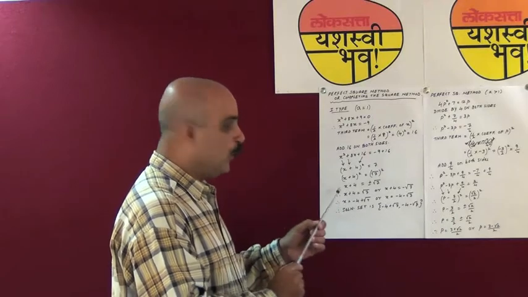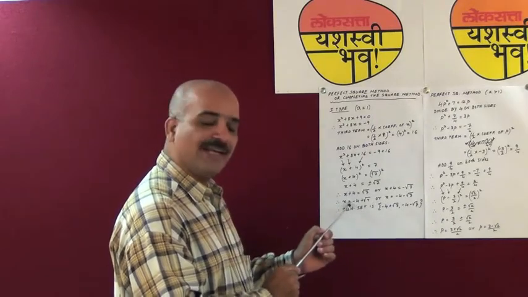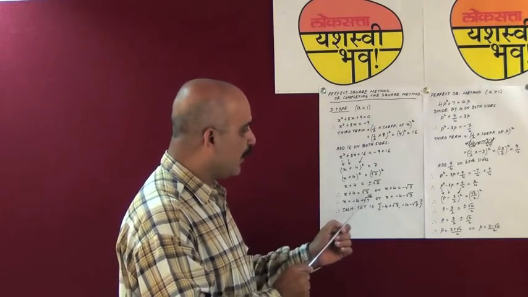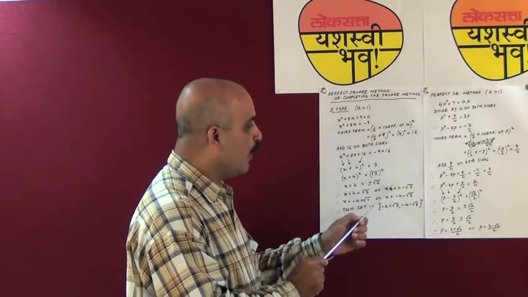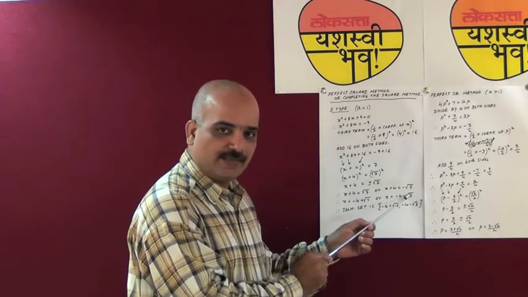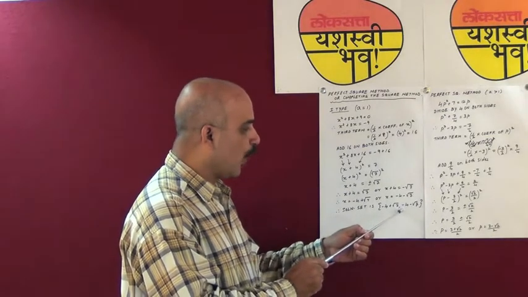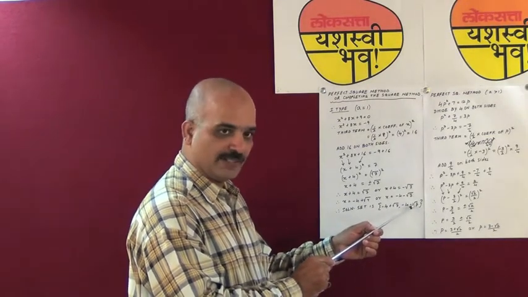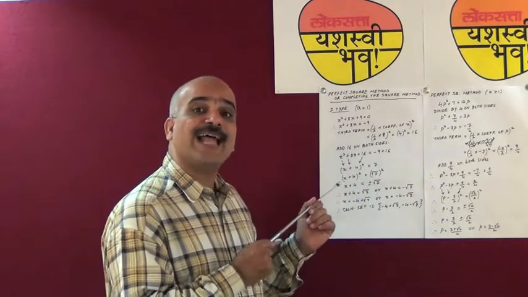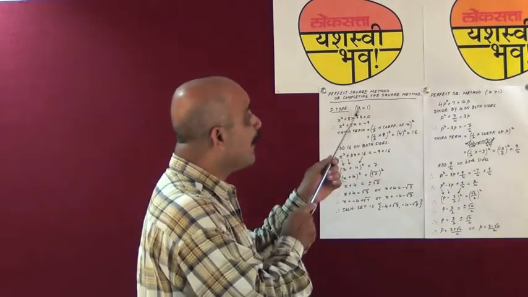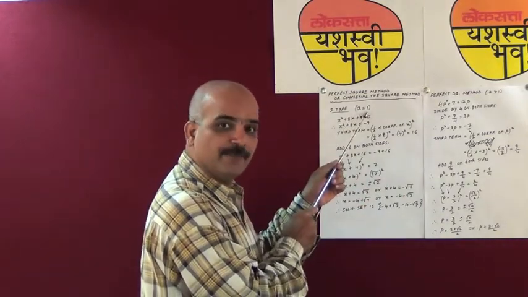x is equal to, we take plus 4 to the other side, minus 4 plus root 7, or x is equal to minus 4 minus root 7. Therefore, the solution set is minus 4 plus root 7, comma, minus 4 minus root 7. This was as far as type 1 was concerned, where the value of a was 1.